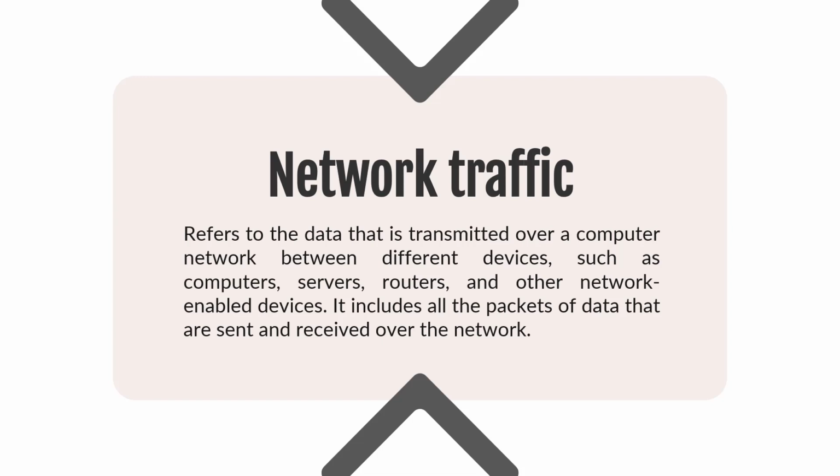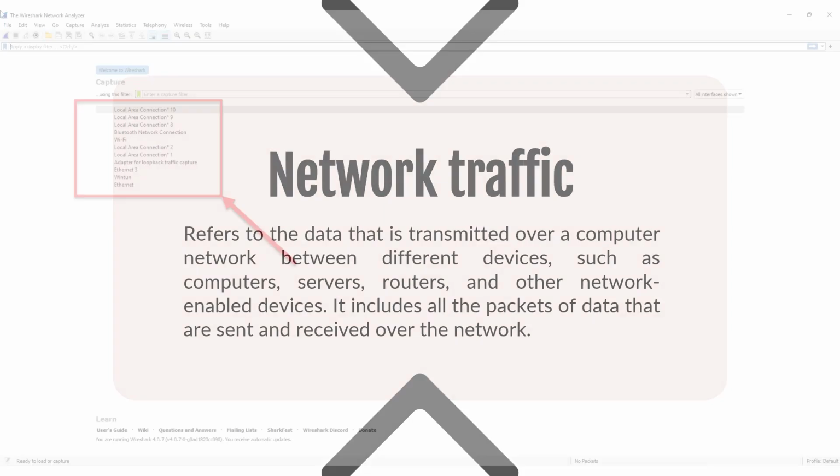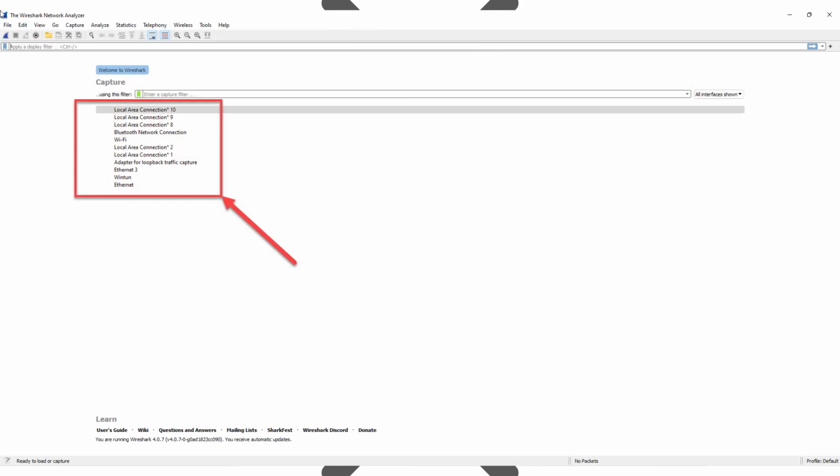To begin capturing network traffic and perform protocol analysis using Wireshark, follow these steps. Launch the Wireshark application. Depending on your operating system, you may need administrative privileges to capture network traffic. After launching Wireshark, you'll see a list of available network interfaces.